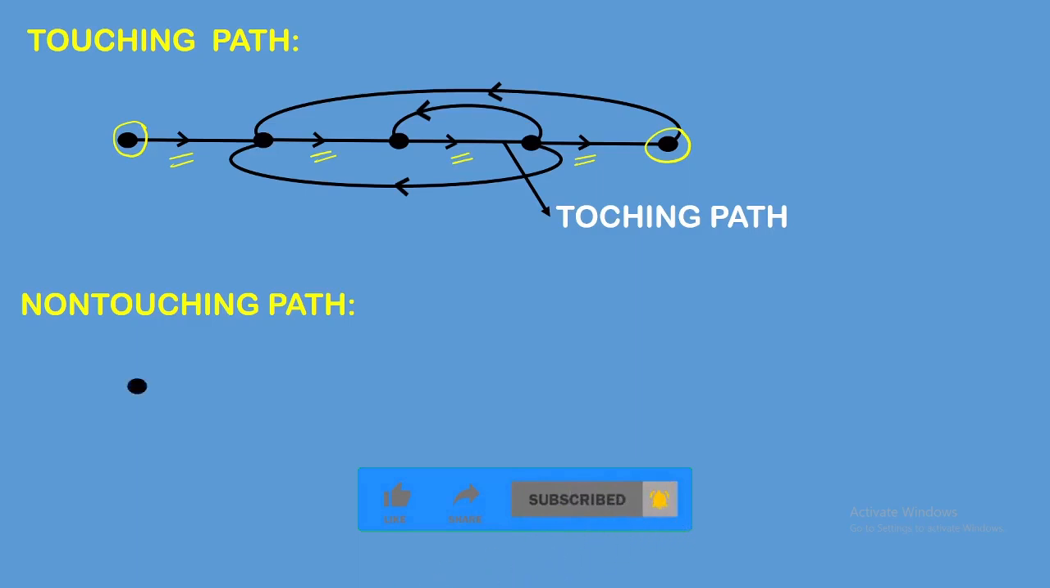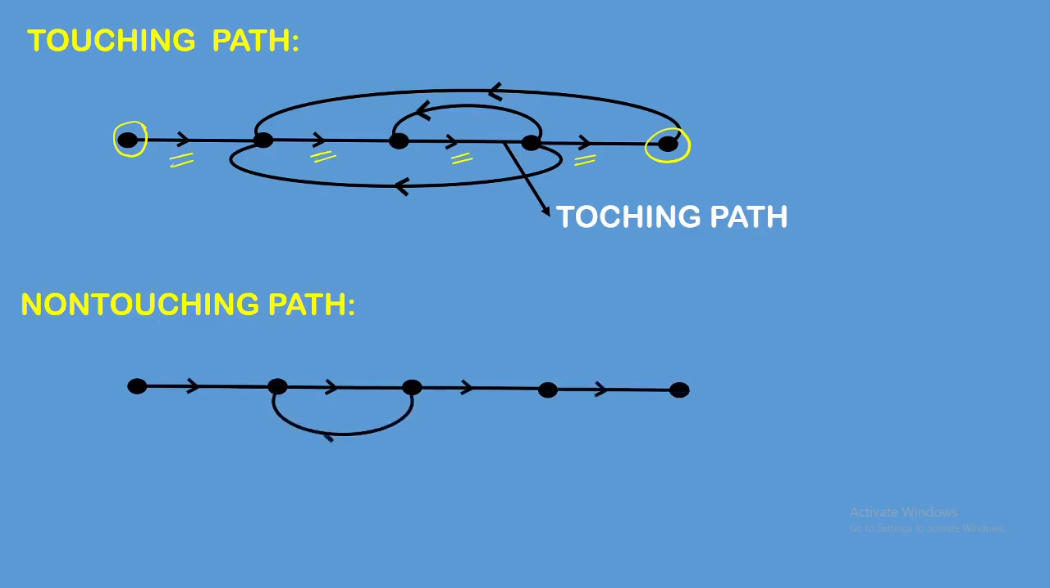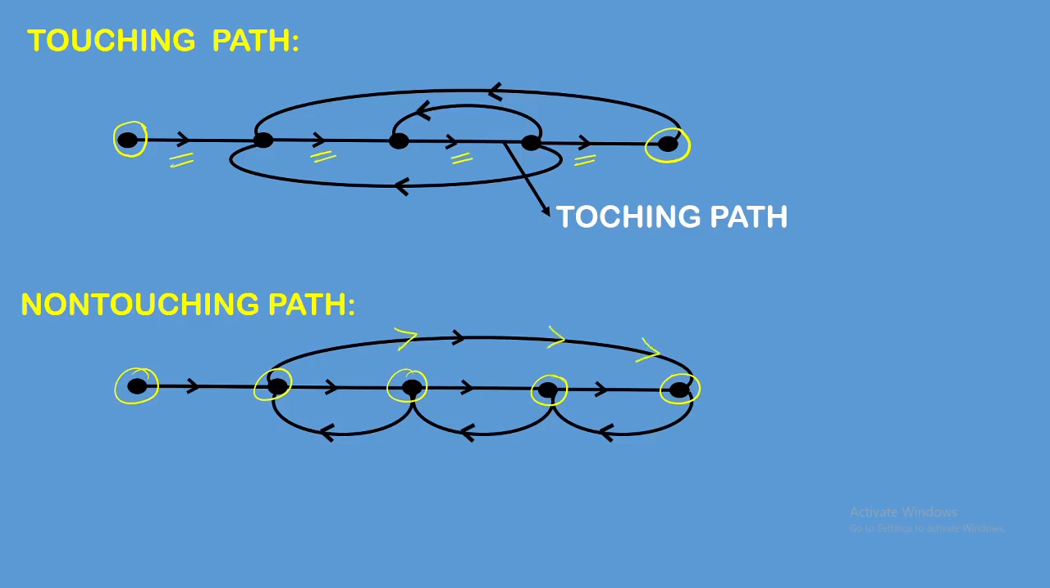Let us take an example of a non-touching path also. You see here the same example I have considered, but I have made some changes. If you consider this path reaching the output node, it is called the touching path because it is touching all the nodes. But whenever you take this path, traveling like this and like this, reaching the output, it is called the non-touching path here because it is not touching all the nodes.